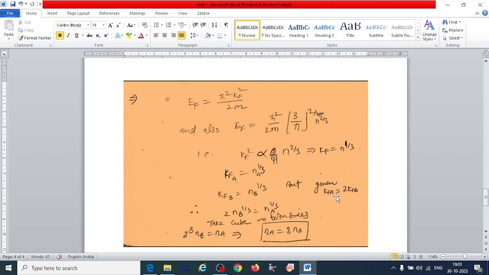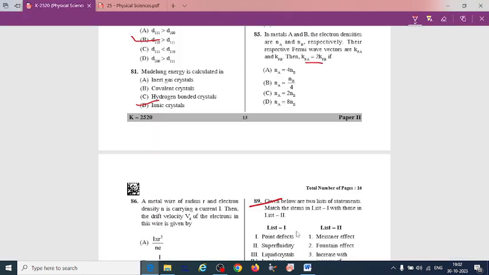But the condition is KFA is equal to 2 times KFB. Then 2 Nb to the power 1 by 3 is equal to Na to the power 1 by 3. So if we take the cube on both sides, then finally we get Na is equal to 8 Nb. Then the correct answer is option D.